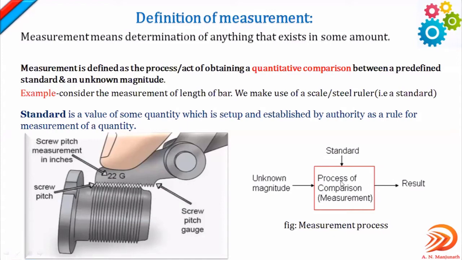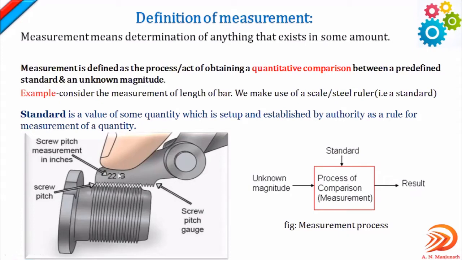See here, this is the process of comparison, or you can call it a measurement. An unknown quantity, an unknown magnitude, is compared with the standard. Then you come across the result, which is nothing but the value of that particular physical variable. That is what the measurement process is about.